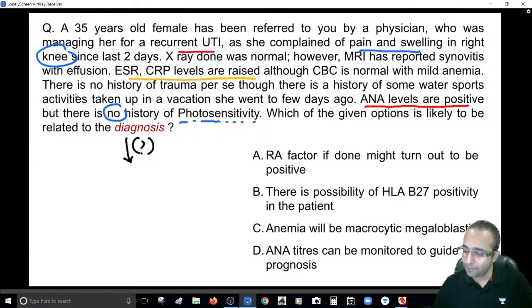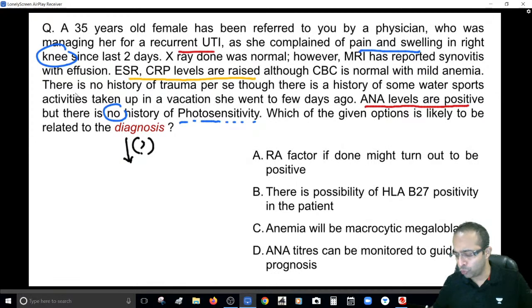Again, I'm telling you, a young female, she's had a UTI, but after the UTI, problems in the knee, inflammatory markers are raised, so something is wrong with the immunity part. The ANA levels are positive, though there is no photosensitivity. So what do you think is the likely diagnosis? Quickly, let me know some hints on the diagnosis, and which of the following is going to be the correct statement. Will the RA factor be positive? Or will HLA B27 actually be positive in this patient? Or will the anemia she is having be macrocytic megaloblastic? Or can these positive ANA titers simply guide you to the prognosis?